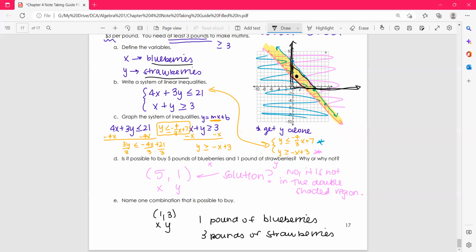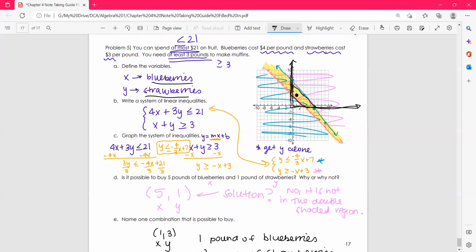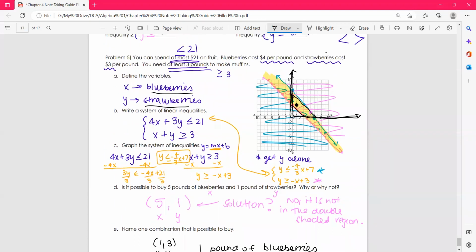Okay. And that's how we break down applying systems of linear inequalities to a real life application problem. Good job, guys.